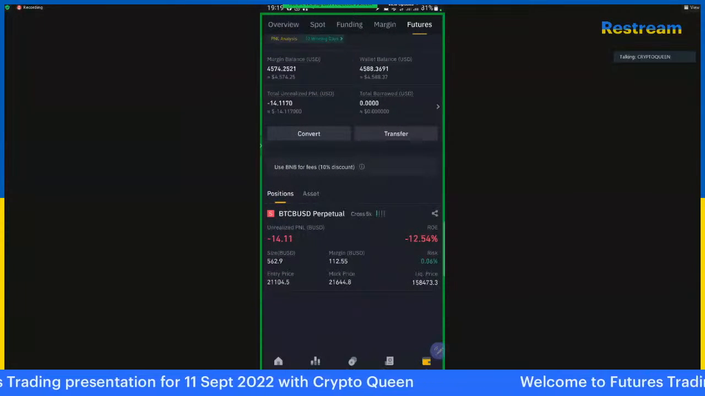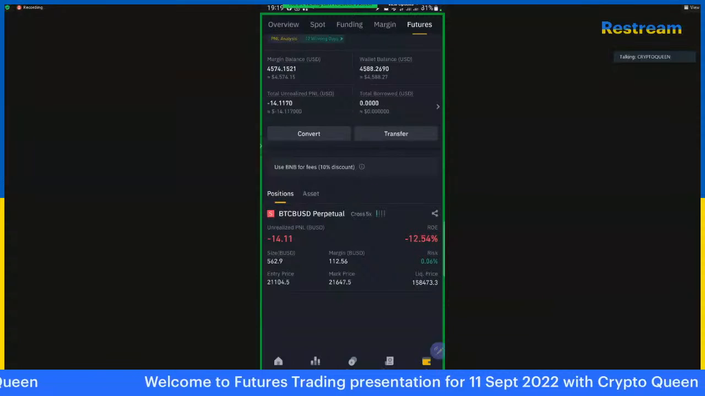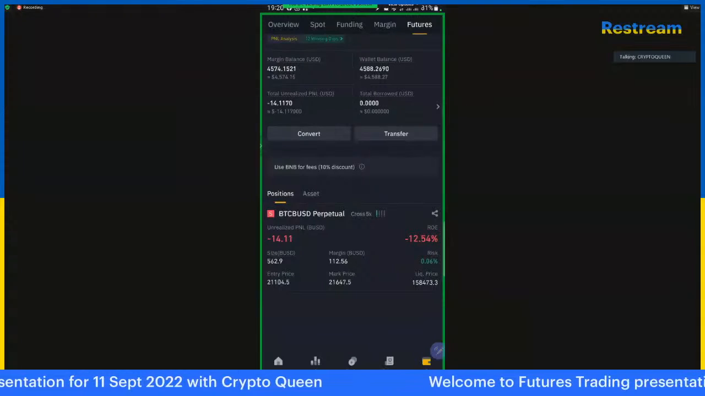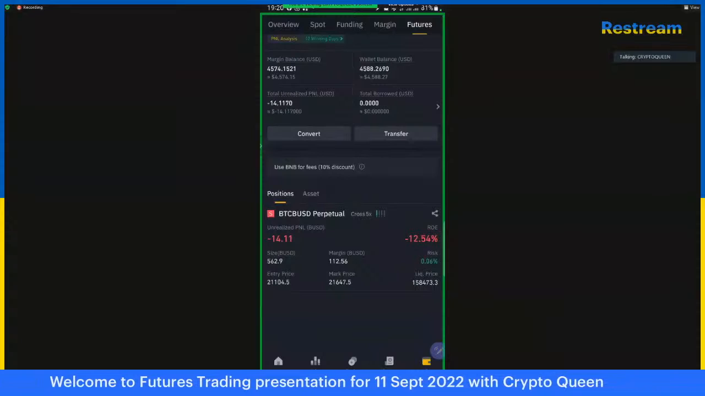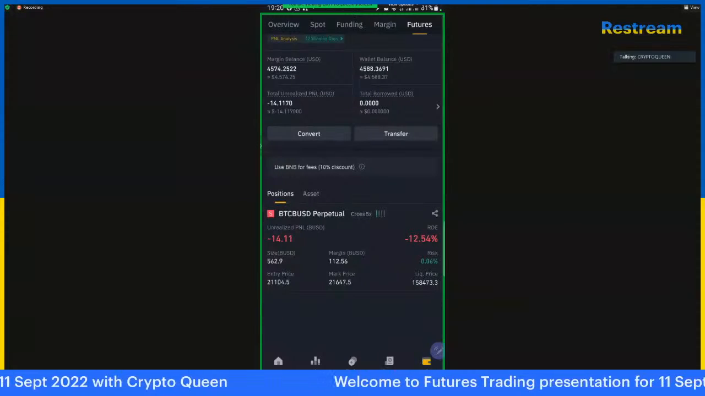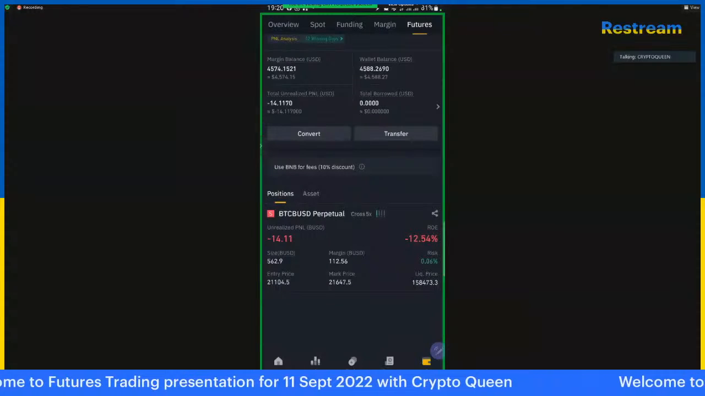I'm using a lower asset here because, in as much as I have enough margin, I'm using a lower asset because of the movement of BTC. BTC has not been able to say, I want to move up, I want to move down, for almost 24 hours.